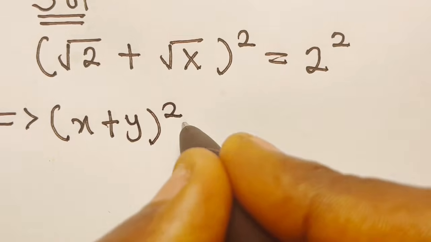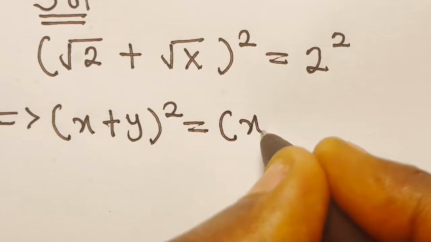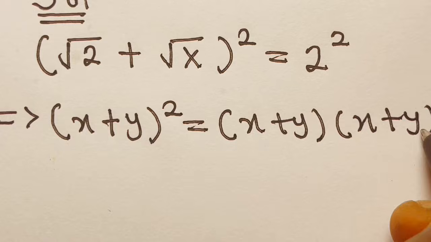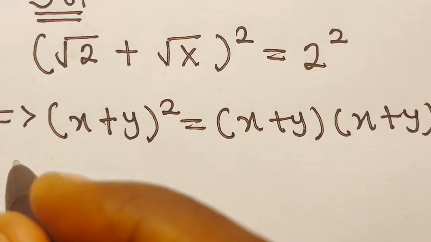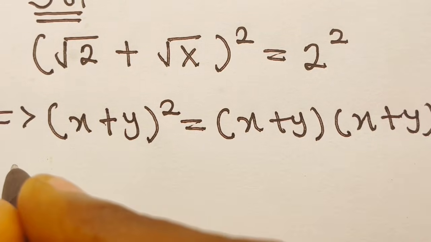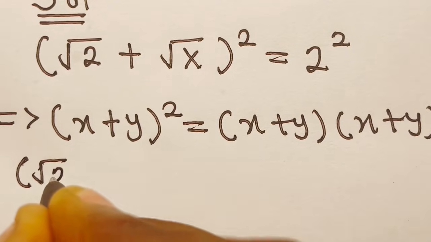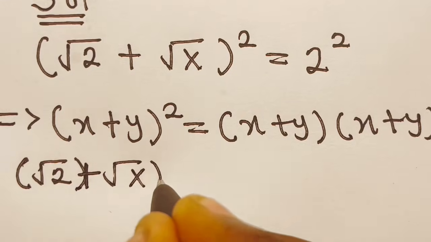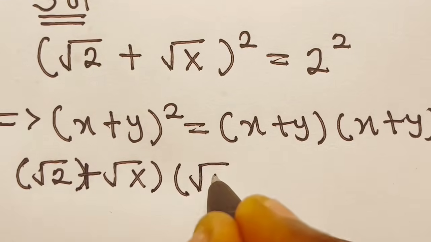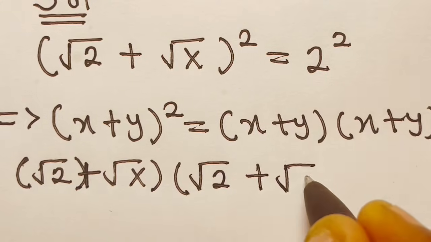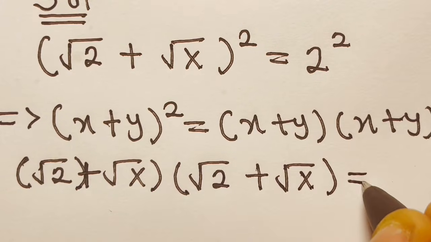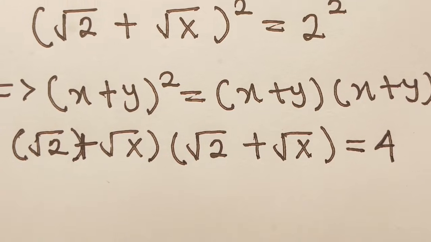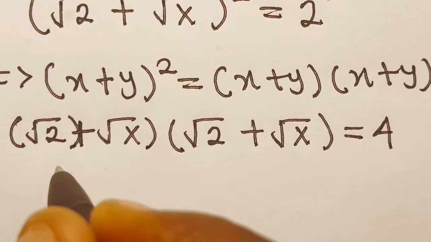From here, we have to recall that if you have x plus y squared, this is x plus y times x plus y. So let's apply this to this. We will have square root of 2 plus square root of x times square root of 2 plus square root of x equals 2 squared, which is 4, right?